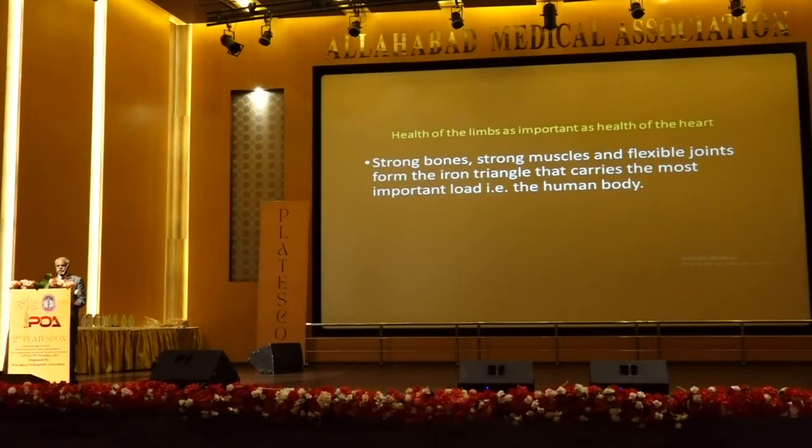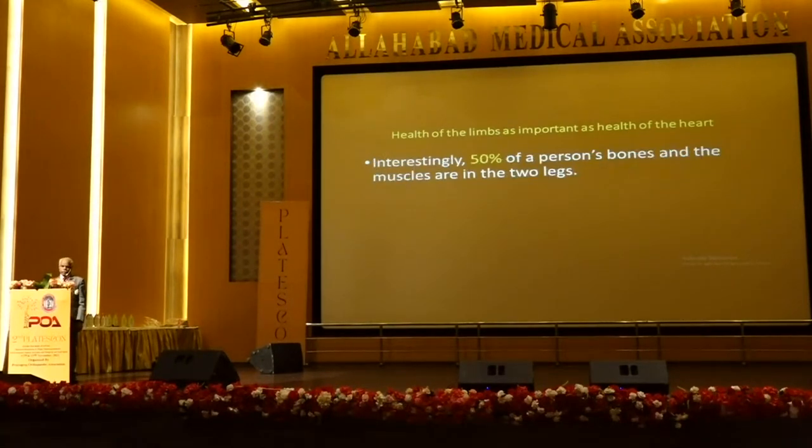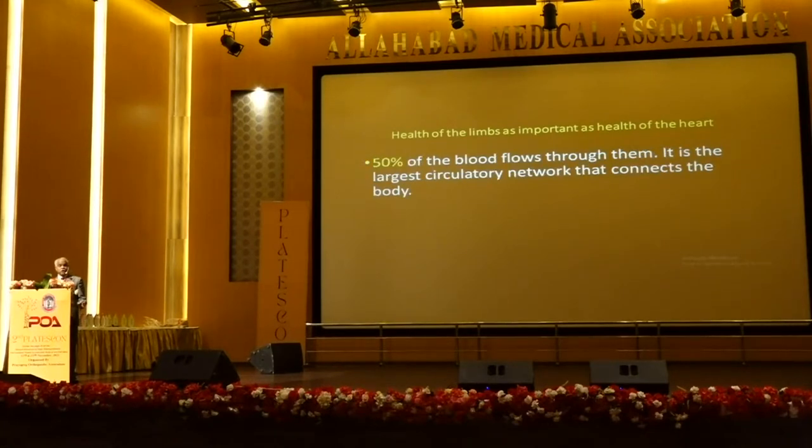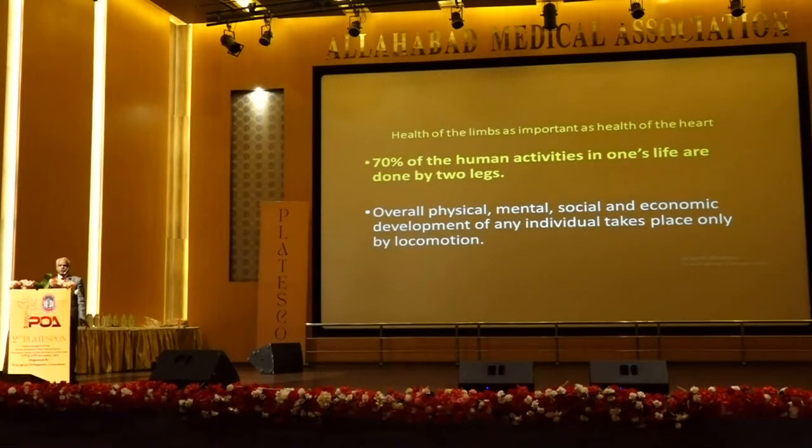Strong bones, strong muscles and flexible joints form the iron triangle that carries the most important load, that is, the human body. Interestingly, 50% of a person's bones and muscles are in the two legs. Both legs together have 50% of the nerves and blood vessels of the human body. 50% of the blood flows through them. It is the largest circulatory network that connects the body. 70% of the activities of life are done by the two legs.